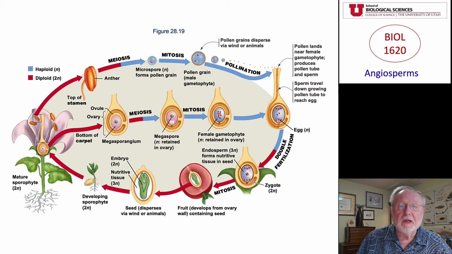The majority of the life cycle of angiosperms is in the sporophytic phase. And this contrasts with the majority of, let's say, a moss or other bryophytes, where the majority of the life is spent in the 1N gametophytic stage.